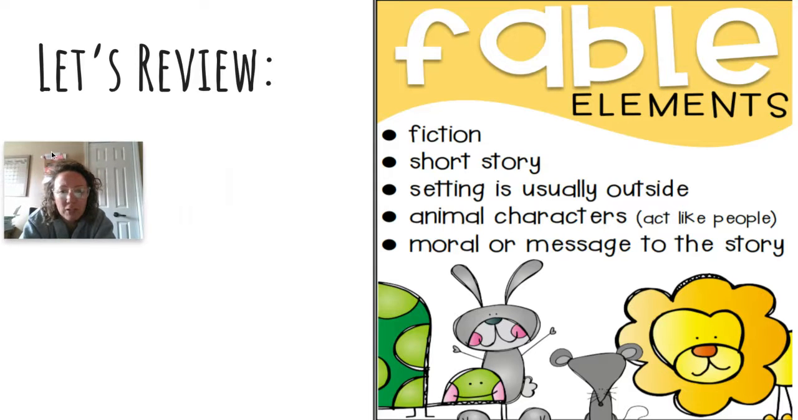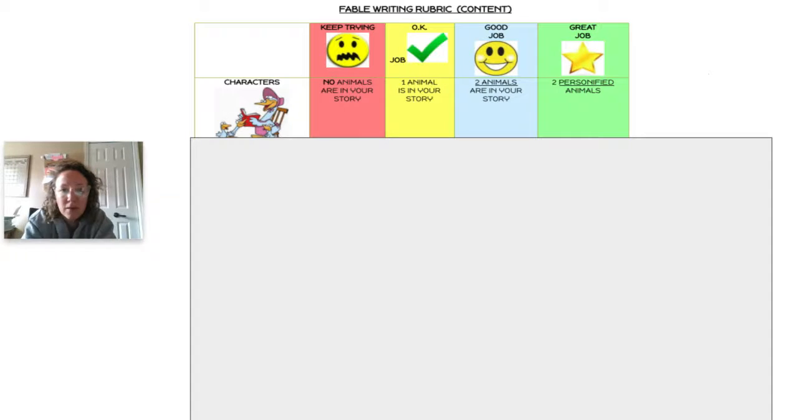First of all, it's a fiction story, it's a short story. The setting is usually outside. The animal characters have qualities that are a lot like people, they act a lot like people, and there's usually a moral or a message to the story, something that we as readers can take away from it, even though we're not animals.